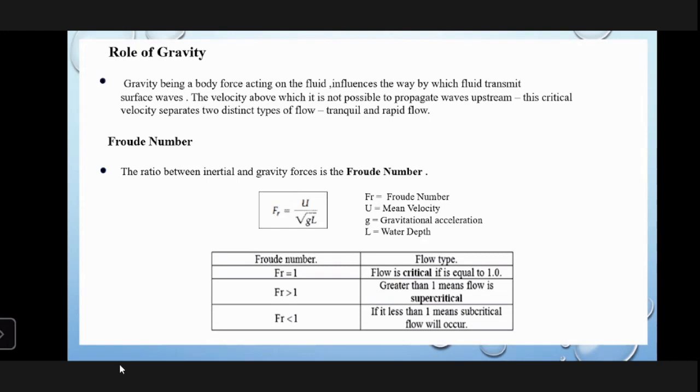Froude number helps us to decide the type of flow. If Froude number is equal to 1, then the flow is termed as critical flow, and if the Froude number is greater than 1, then the flow is termed as supercritical flow. If Froude number is less than 1, then the flow is referred to as subcritical flow.